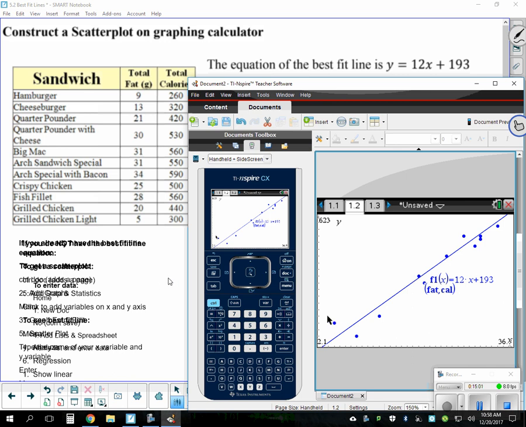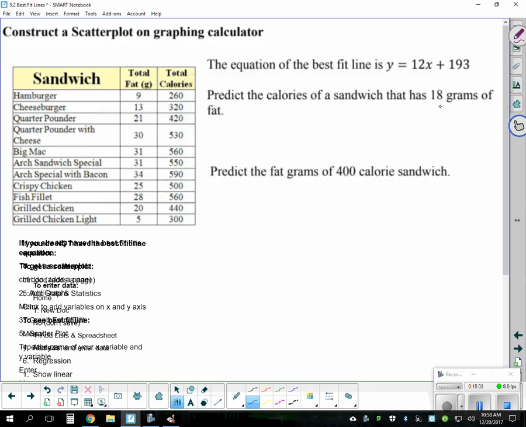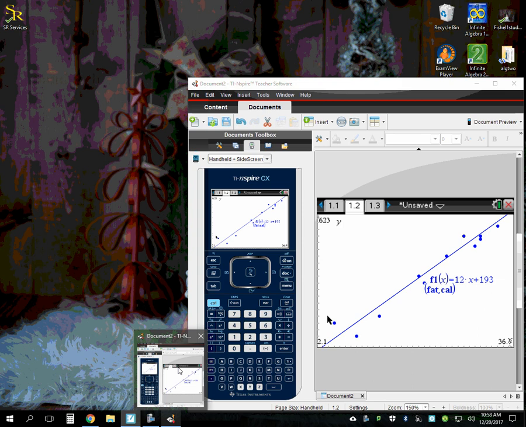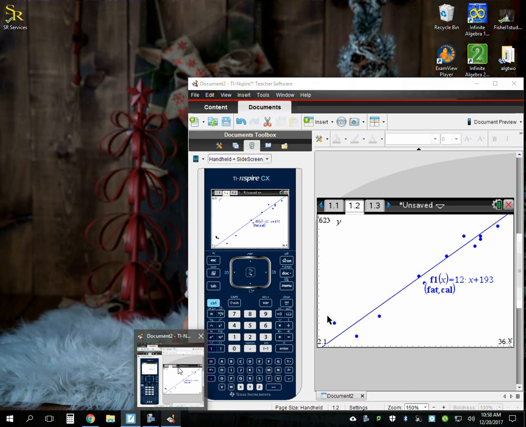The other thing you can do, if we know that there's 18 grams of fat, well, our fat then is 18. Fat is your x-axis, or your x variable. So if x equals 18, essentially what we're trying to find is our y. So y equals 12 times 18 plus 193. Y equals 12 times 18. Let me pull up my other calculator. And then plus 193 gives me a value of 409.